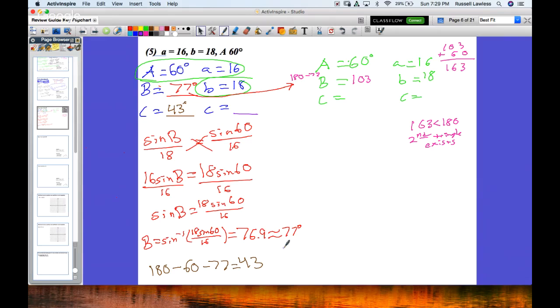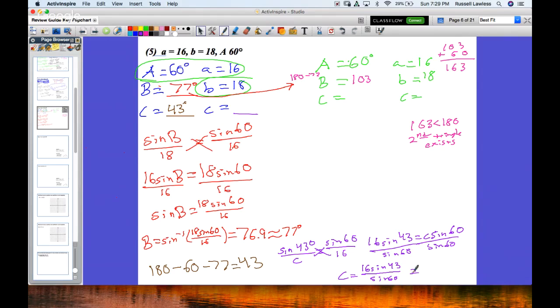And then C can be found by doing the sine of 43 degrees over C equal to, I'm just going to use the first one, sine of 60 over 16. We'll cross multiply to get 16 sine of 43 is equal to C sine of 60. Divide both sides by the sine of 60. And so then C will be equal to 16 times the sine of 43 over the sine of 60, which eventually simplifies to 12.6.